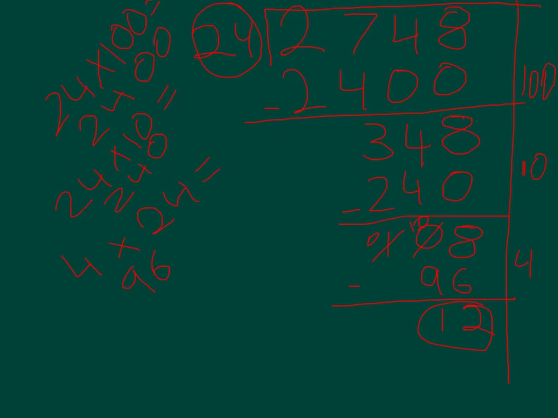So we add up all of these, and that is 114. Now we have 12 left over, so we do 12 over 24, which is the same as 1/2. So it's 114 1/2.